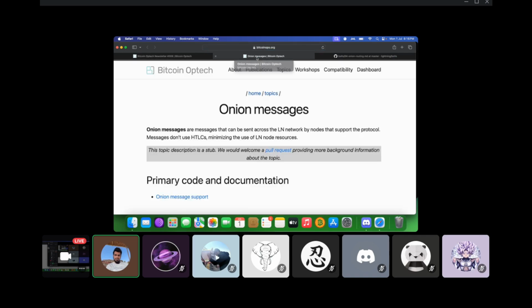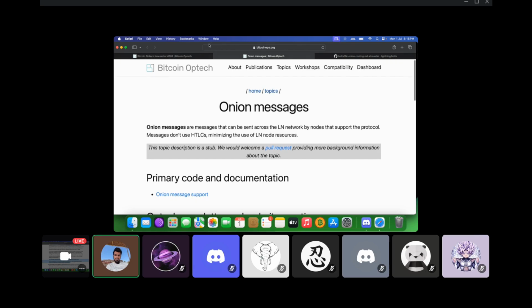Just like on the Bitcoin network, there are peers, right? And the peers gossip with each other, they share information with each other. On the Lightning Network also we have peers. Just like we have Bitcoin nodes, we also have Lightning nodes that gossip with each other, that share information with each other. And how is this information shared? It is shared in the form of onion messages.